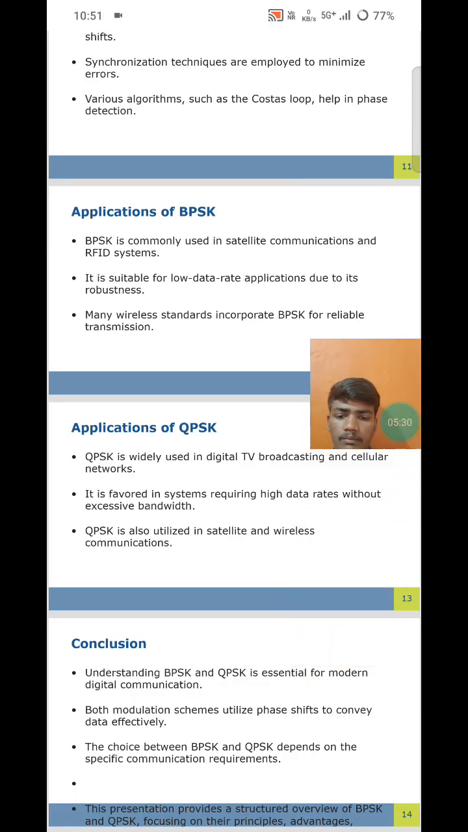And conclusion. Understanding BPSK and QPSK is essential for modern digital communication. Both modulation schemes utilize phase shifts to convey data effectively. The choice between BPSK and QPSK depends on the specific communication requirements. This presentation provides a structured overview of BPSK and QPSK, focusing on their principal advantages.